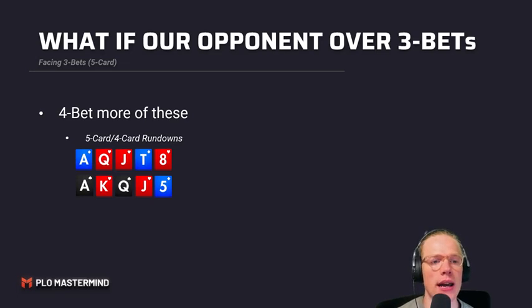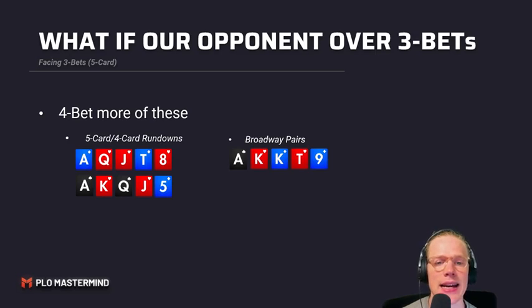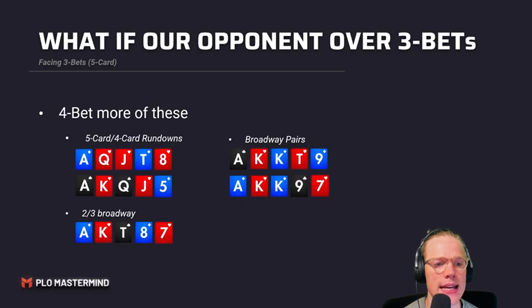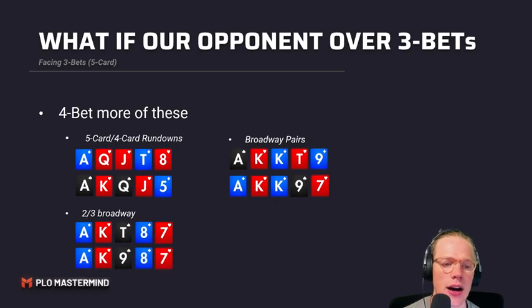Again, we can start 4-betting some Broadway pairs that we might not have been 4-betting before. Even Ace, King, King, 10, 9 with the non-nut suit is going to be a potential 4-bet, or Ace, King, King, 9, 7. Again, even though we have kings, we just dominate so much of our opponent's 3-betting range, and as a result, these hands become now profitable 4-bets. Same with Ace, King, 10, 8, 7, and Ace, King, 9, 8, 7.